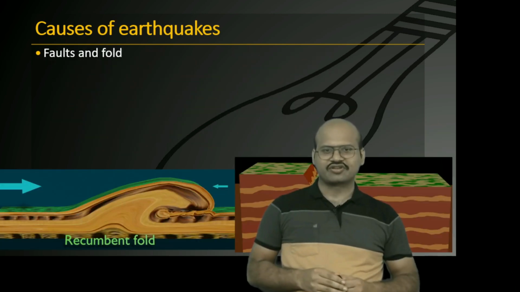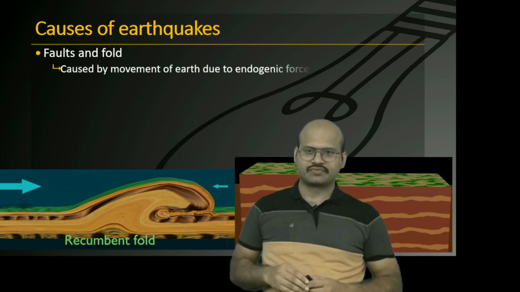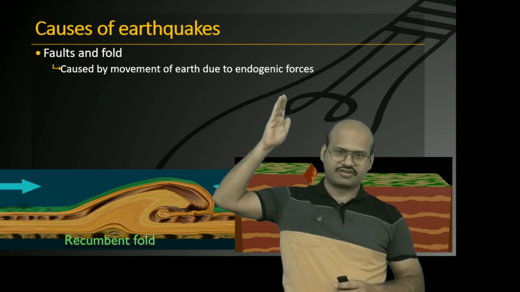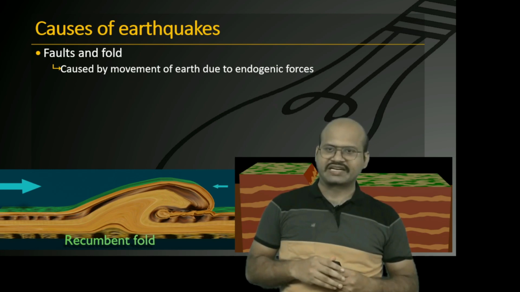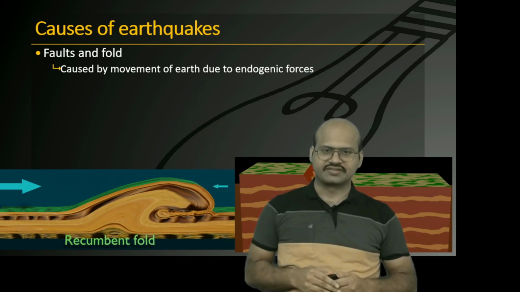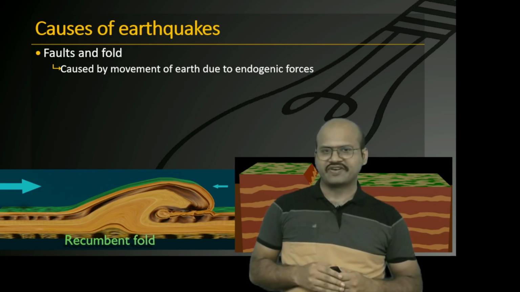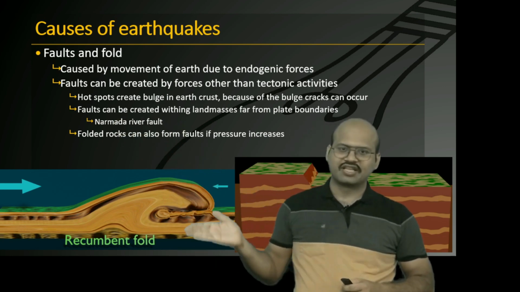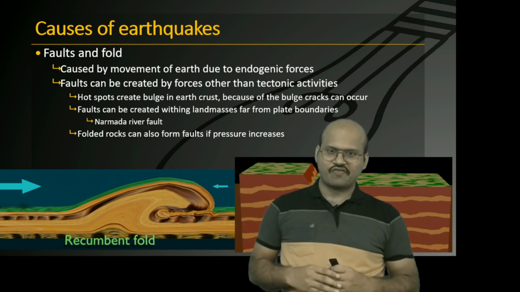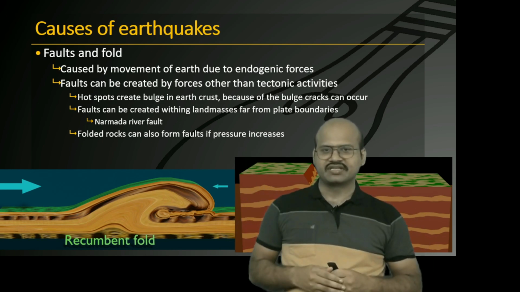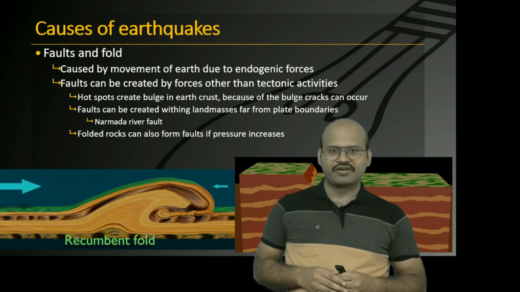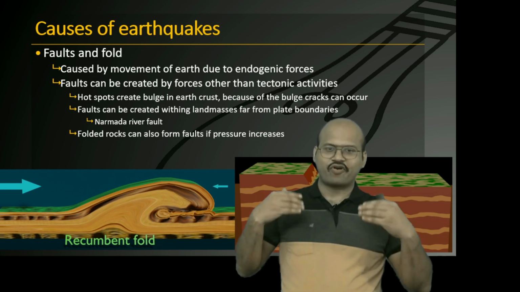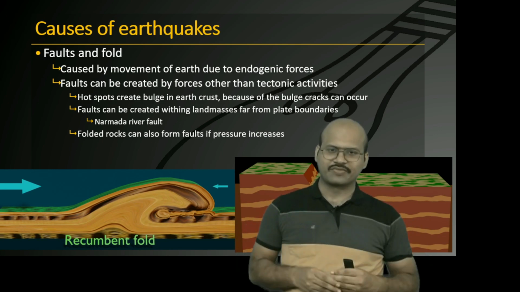Now let's see our first cause of earthquake, that is faults and folds. Faults and folds are created by the movement of earth due to endogenic forces. So it is the forces within the earth that create faults and folds at certain locations. Faults and folds can occur by activities other than plate tectonics. For example, hotspots, when they reach the lithosphere, create a bulge in the lithosphere. When a bulge is created, certain cracks can be seen in the landmass. Moreover, when a plate is undergoing subduction, the whole plate is under tension, and a fault can develop at regions far away from the boundaries.